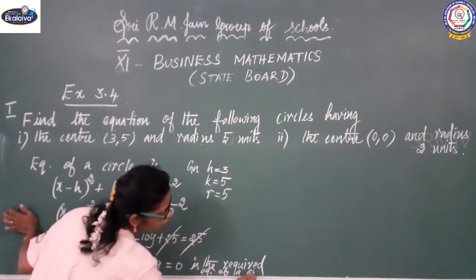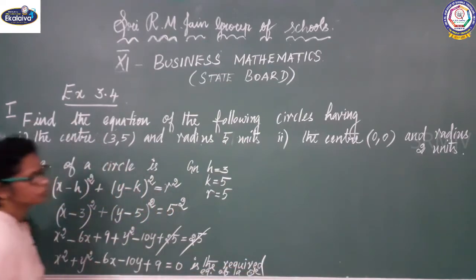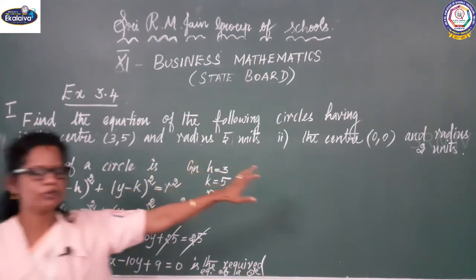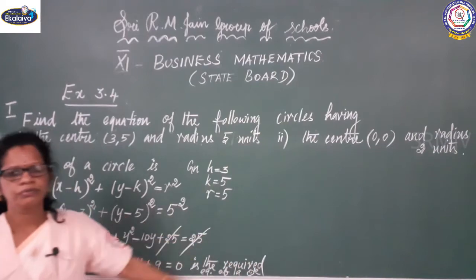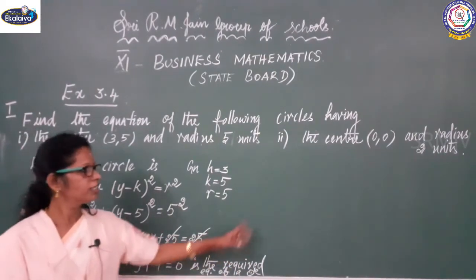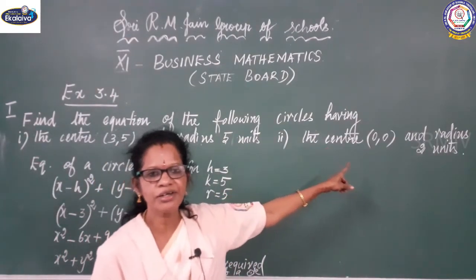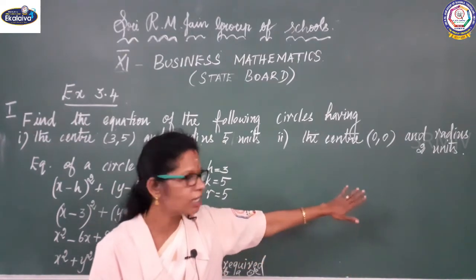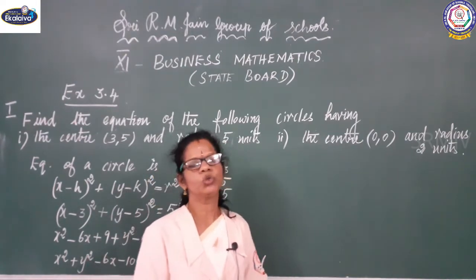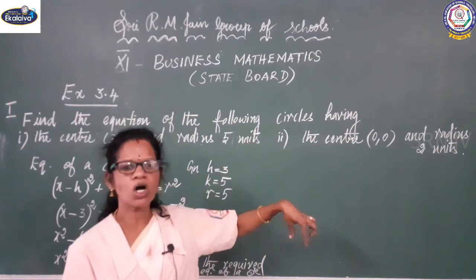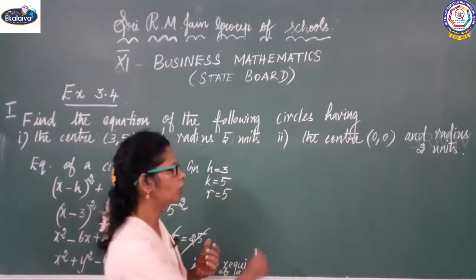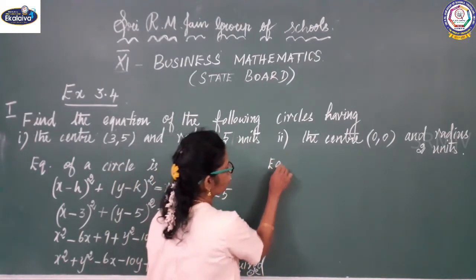Equation of a circle. Got it, children? Now the second subdivision. The center is 0, 0, that is the origin, and the radius is 2 units. If the center is the origin, I gave a formula. What is it? Equation of a circle.